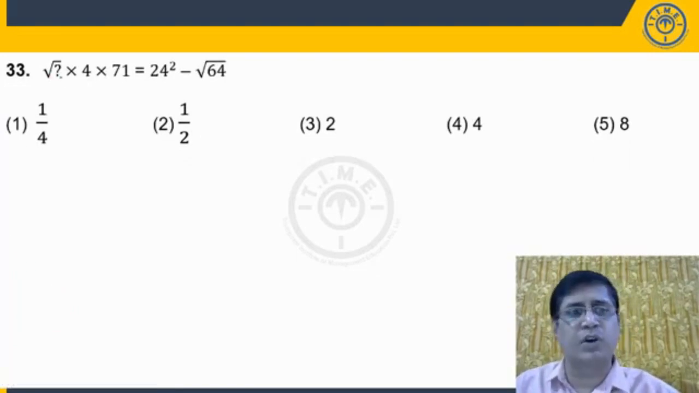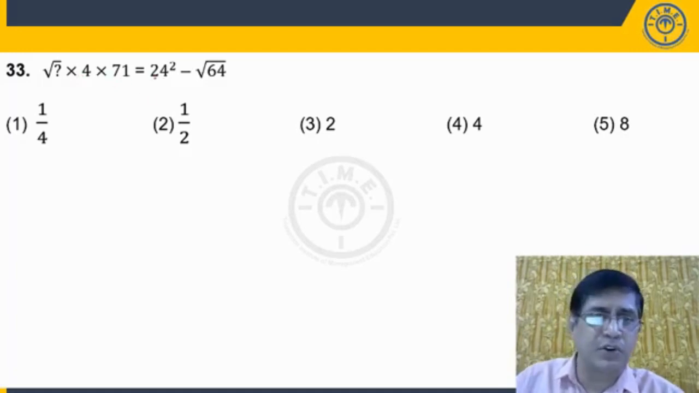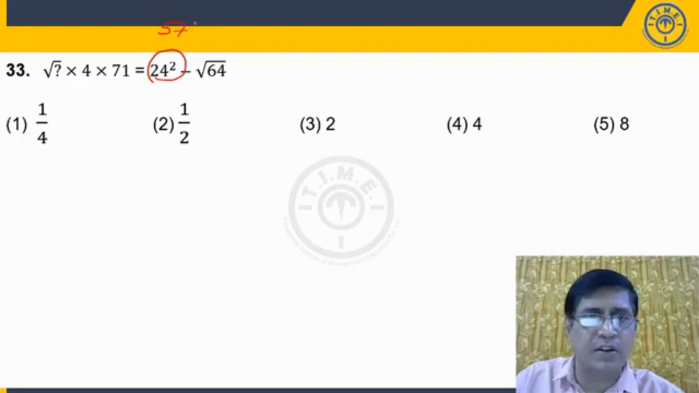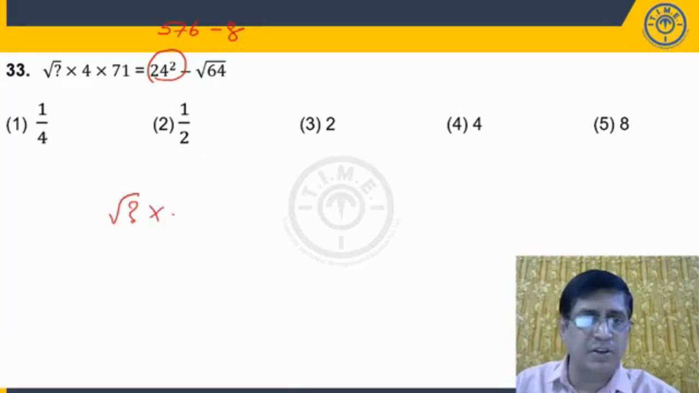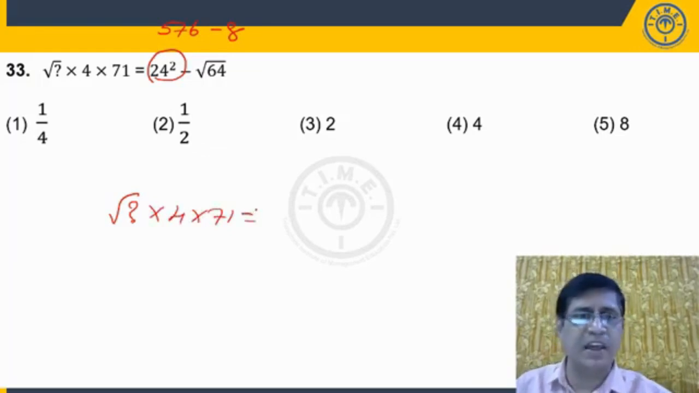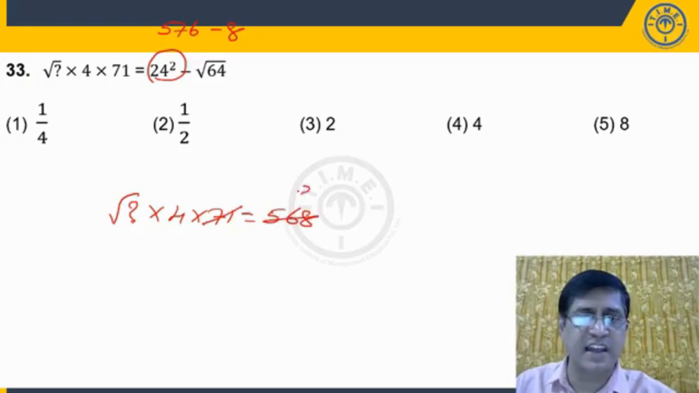Question mark, square root of question mark into 4 into 71 is equal to 24 square. How much is the value of 24 square? It is 576. Square root of 64, that is 8. When you subtract 8 from 576, the result is 568. Now it goes exactly 8 times.